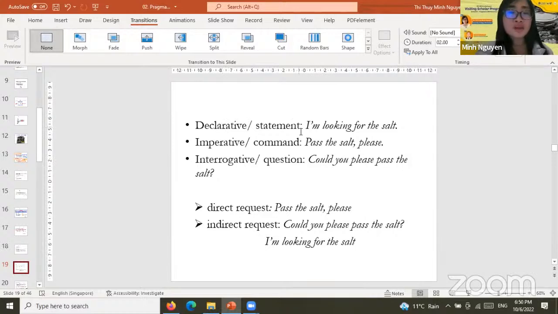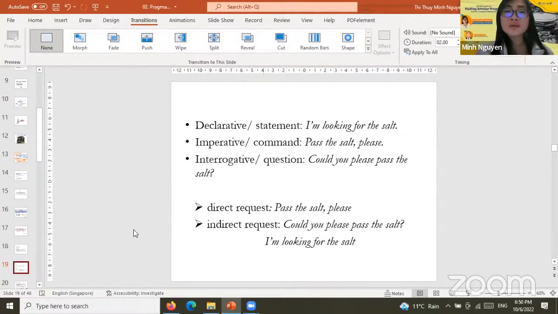Okay, same about declarative. So when you say, I'm looking for the salt, you are giving a hint that, can somebody pass me the salt, please? But you didn't say it directly. So there is also a mismatch between the form and the function. That's why we call it an indirect speech acts.